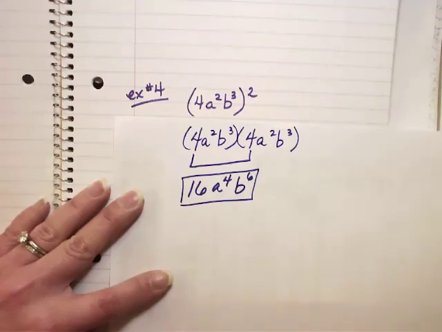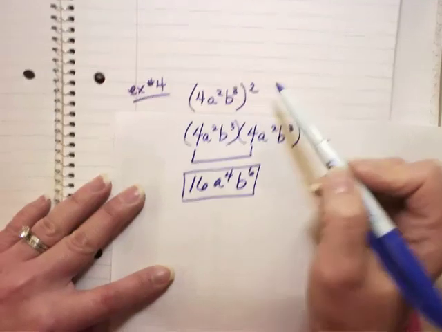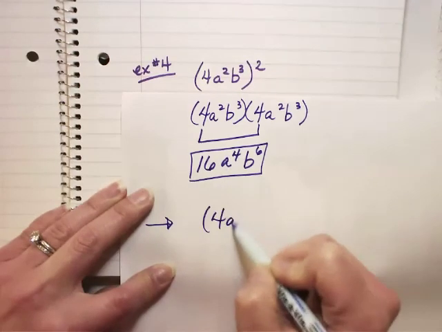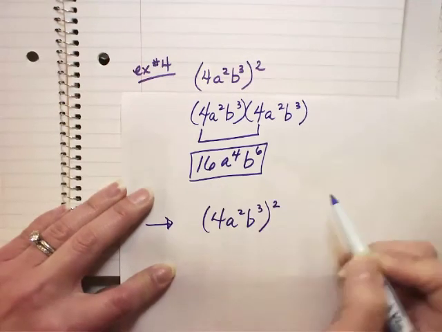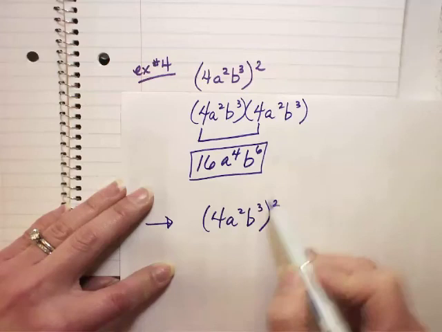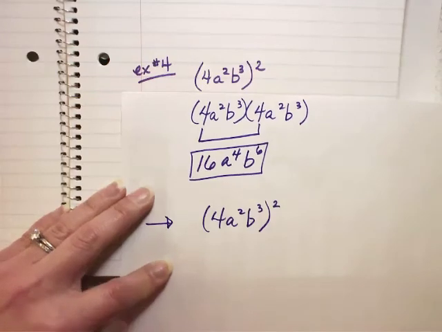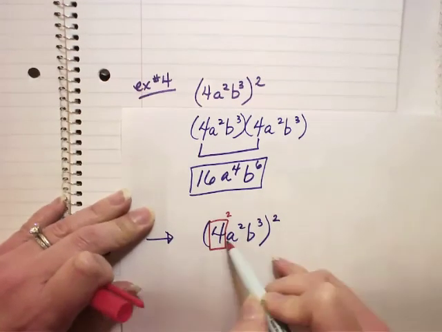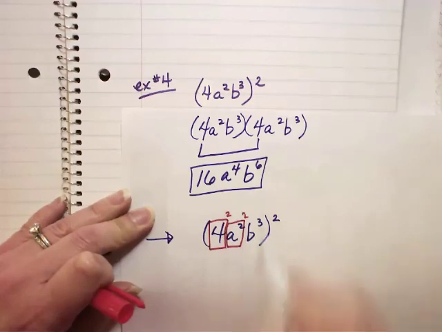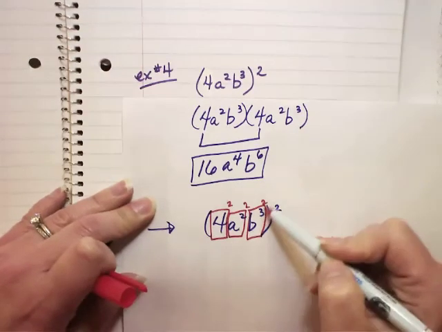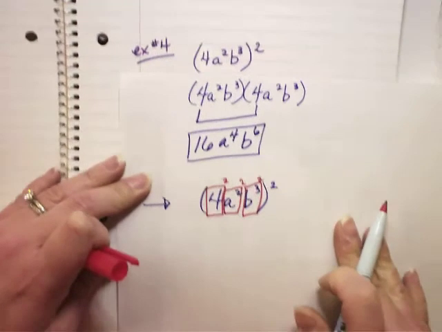Now, if you take a look, there is a pattern to these. You notice that if it's a second power, I'll show you a little shortcut for this. Again, keep in mind, if you're really not sure about using this rule, you can always write it out. It's like saying I have each of these parts 2 times. I have this 4 twice, I have a to the second, I have 2 of these, and I have b to the third, I have 2 of these.